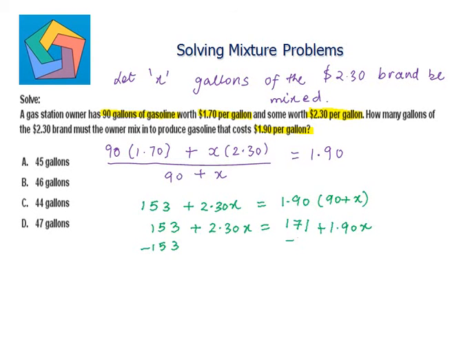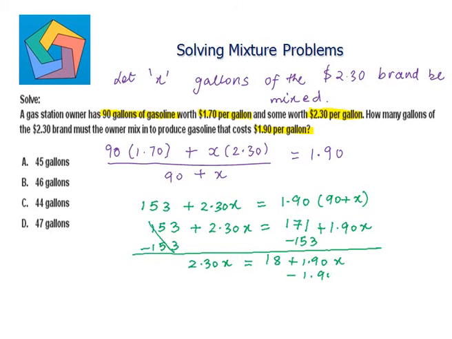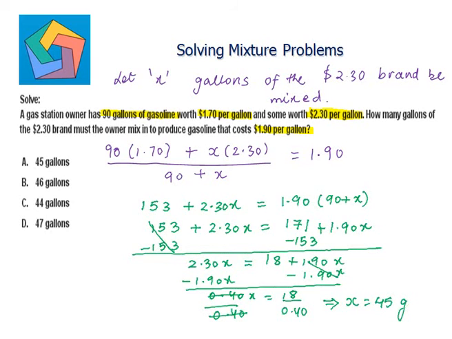Subtracting 153 both sides, 2.30x is equal to 18 plus 1.90x. Subtracting 1.90x both sides, we can say 0.40x is equal to 18. Dividing by 0.40 both sides, this implies x is equal to 45 gallons. So 45 gallons of the $2.30 brand should be mixed with 90 gallons of gasoline worth $1.70 per gallon to get the mixture that costs $1.90 per gallon. So A, 45 gallons, is the answer.